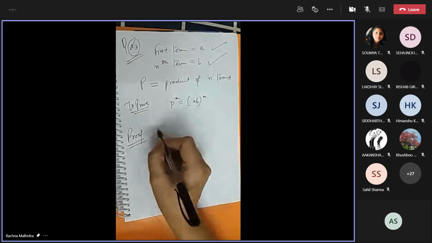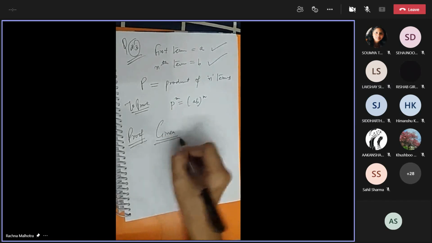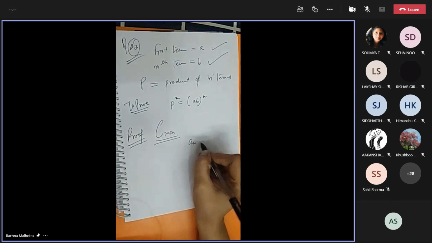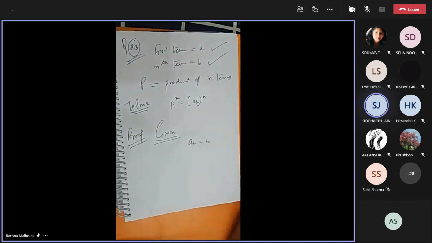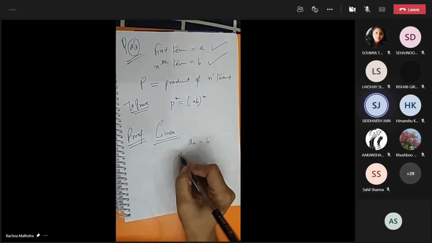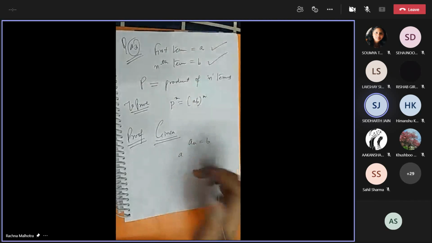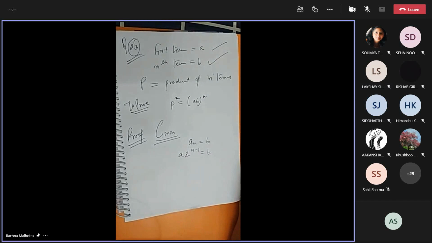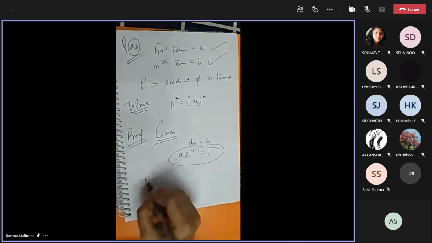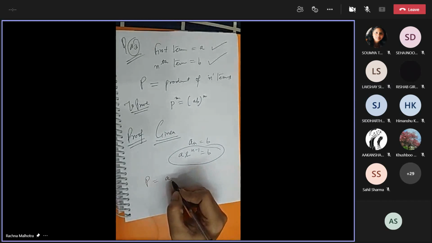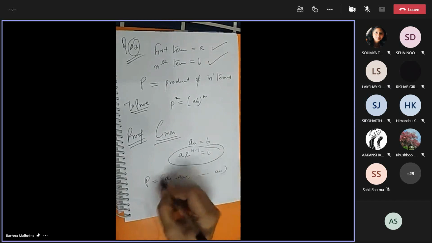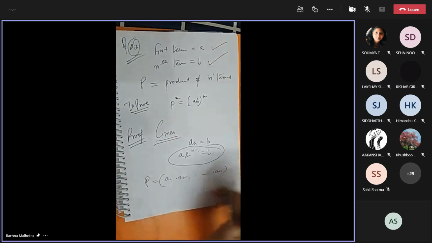So let us start with this given. The first term is A. What about the nth term? Please tell me the nth term. A into r to the power n minus 1. A is the first term, so I will write A here. This is the nth term. Yes. P is the product of n terms. N terms means first term, second term, product of all the n terms.